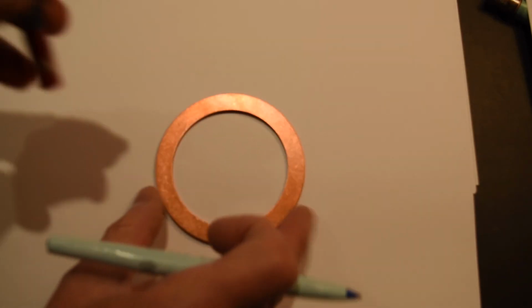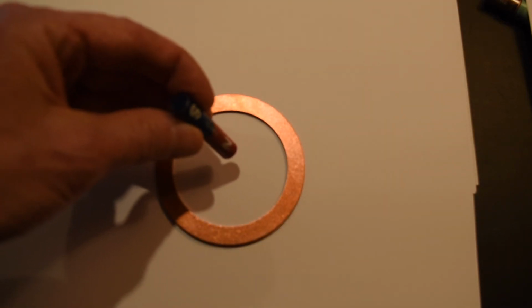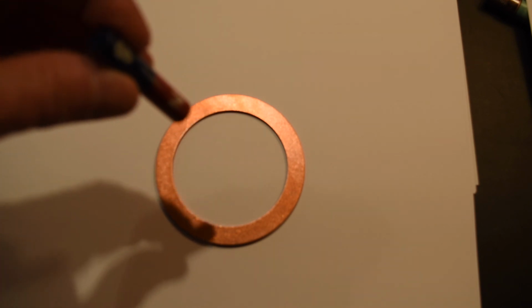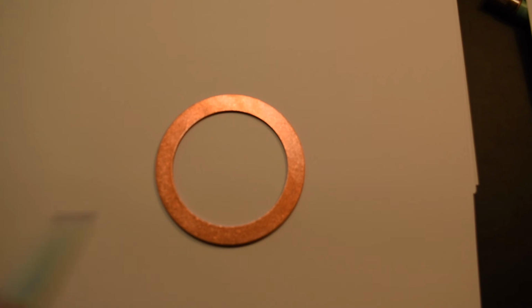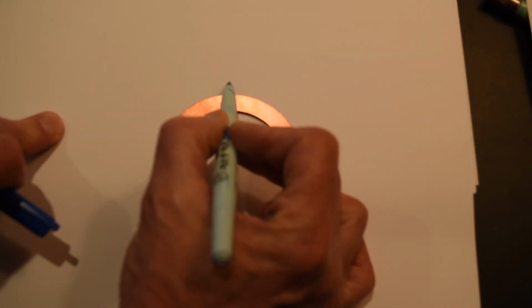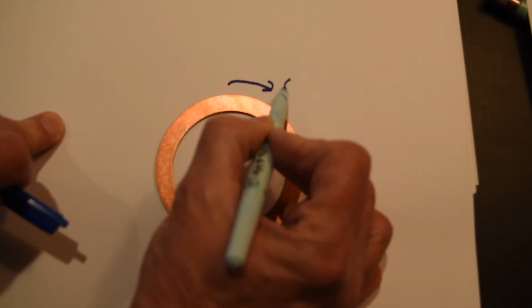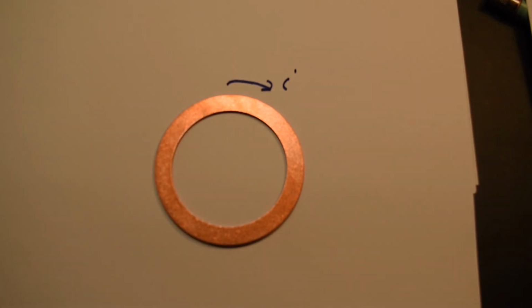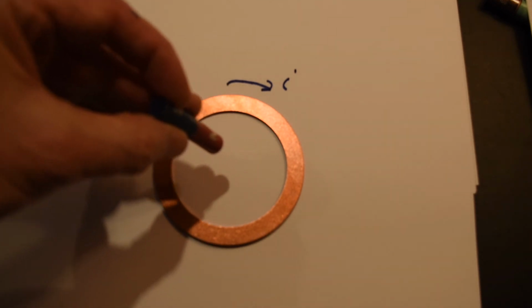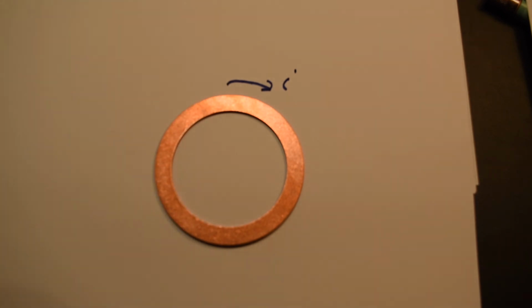Now, if instead I take the magnet and move it away from the copper gasket, there is a decrease in magnetic flux inside the copper gasket. So now an induced current in the clockwise direction will occur to oppose that decrease in magnetic flux from moving the magnet away from the copper gasket.